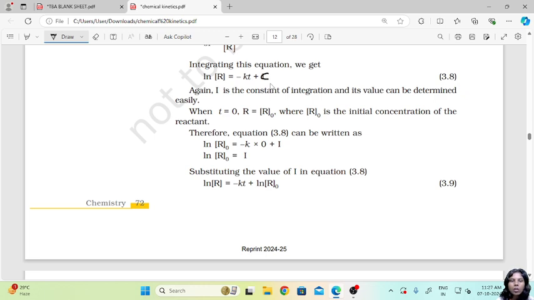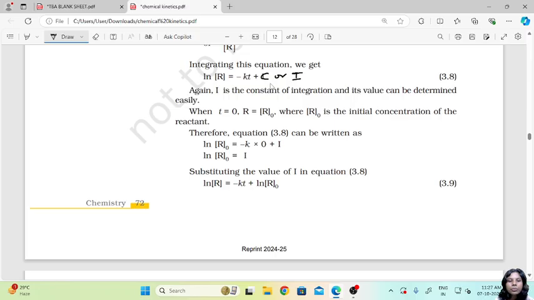This can also be C or it can be I as well. It is the constant of integration and its value can be determined from the graph itself. Now if we have t equals 0, then R will be equal to R0, that is the initial concentration of reactant R. Therefore, on substituting here, we will get ln R0 equals minus k times 0 plus I, so ln R0 will be equal to I.